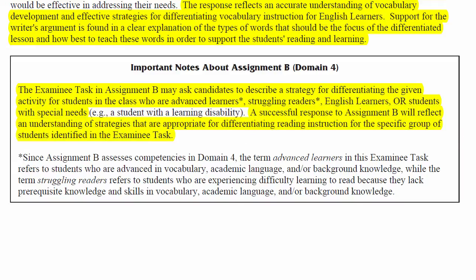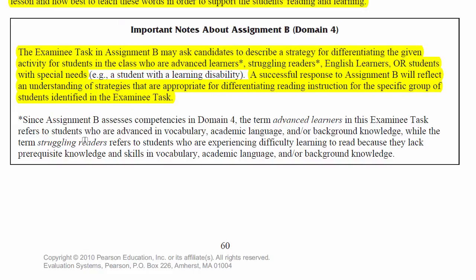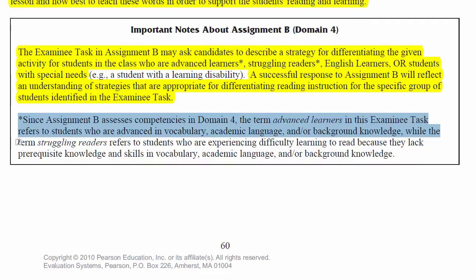They give you some more information, and here are their definitions for advanced learners, for example. Since Assignment B assesses competencies in Domain 4, the term advanced learners in this examinee task refers to students who are advanced in vocabulary, academic language, and or background knowledge, while the term struggling readers refers to students who are experiencing difficulty learning to read because they lack prerequisite knowledge and skills in vocabulary, academic language, and or background knowledge.